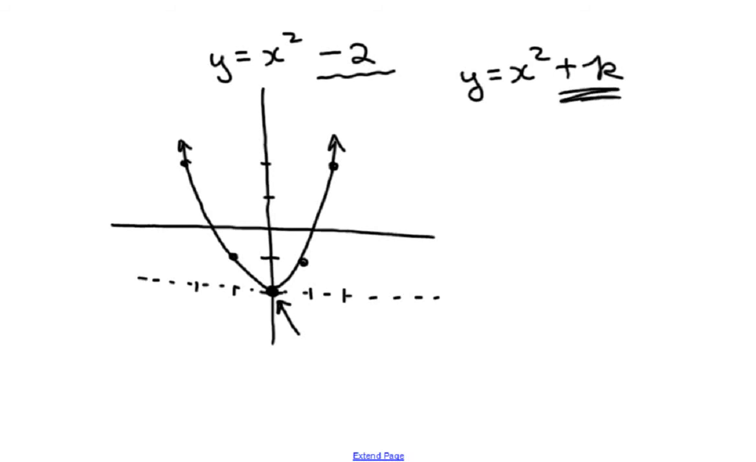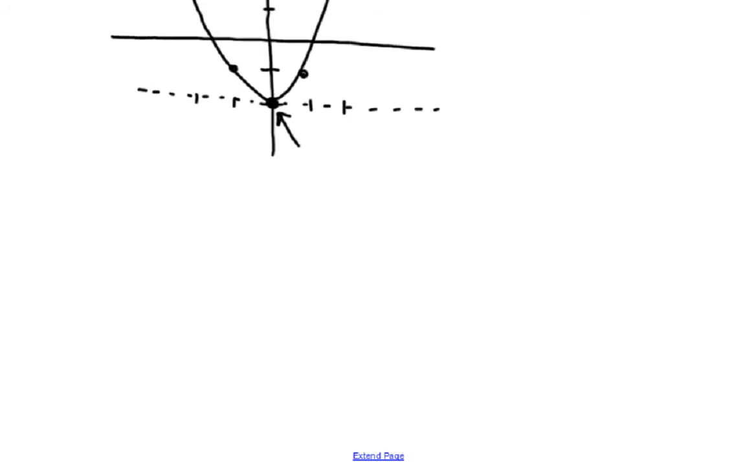Now, to move your graph left and right, it is different. It is if you put a change in where the x squared is. So normally we have x squared here. What I'm going to do is cram a little change in right next to it. Say I had x minus 1.